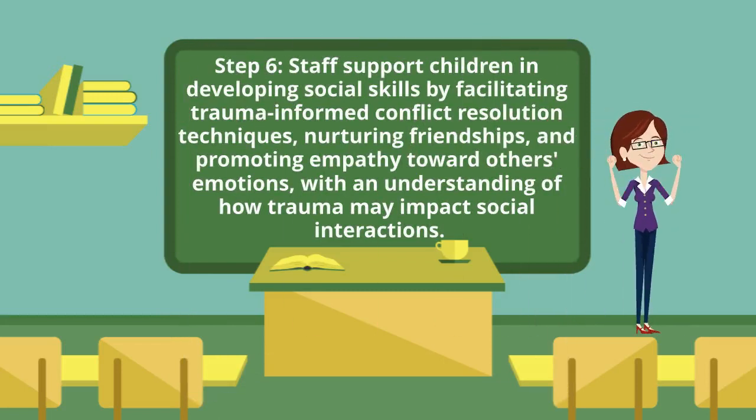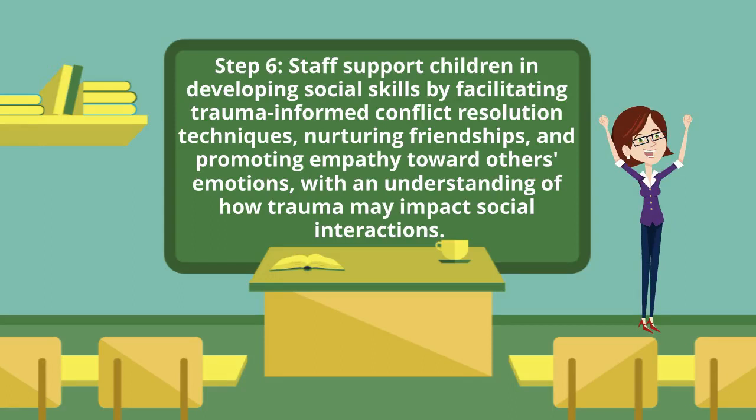Step 6. Staff support children in developing social skills by facilitating trauma-informed conflict resolution techniques, nurturing friendships, and promoting empathy toward others' emotions with an understanding of how trauma may impact social interactions. What this means is that you are in charge of helping children in your care develop their social skills through the use of coping skills, grounding techniques, etc. You are also teaching these children how to interact with others, create relationships, friendships, and to have empathy for others. That is, they're able to understand how another person feels when they're sad, hurt, etc.